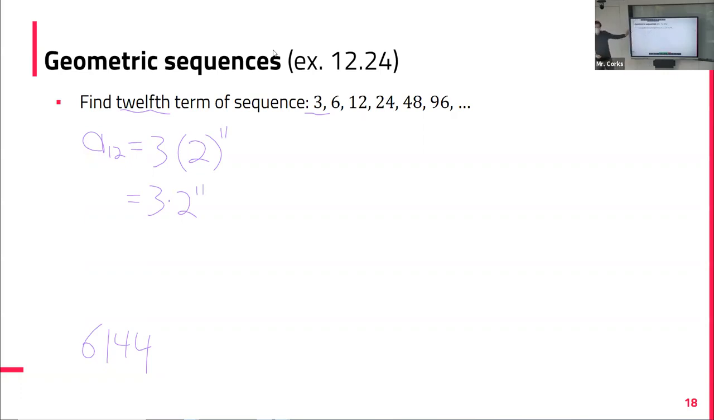We might remember 2 to the exponent 10 is 1,024. So just multiply that by 2, which gives 2,048, and then multiply that by 3. And yes, we get 6,144. So that's a simple formula for the general term and some simple practice with this.